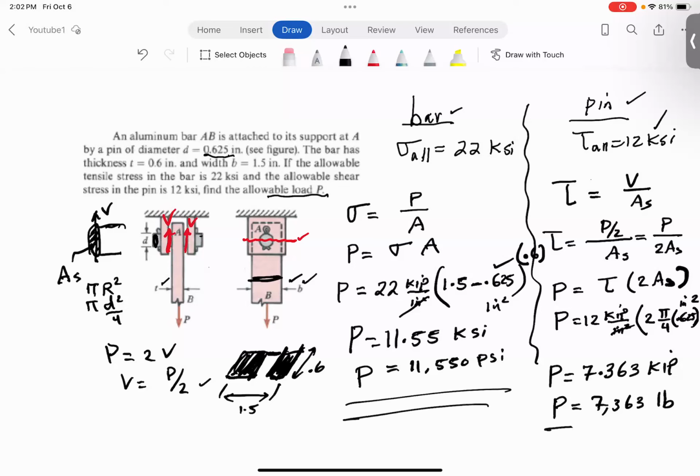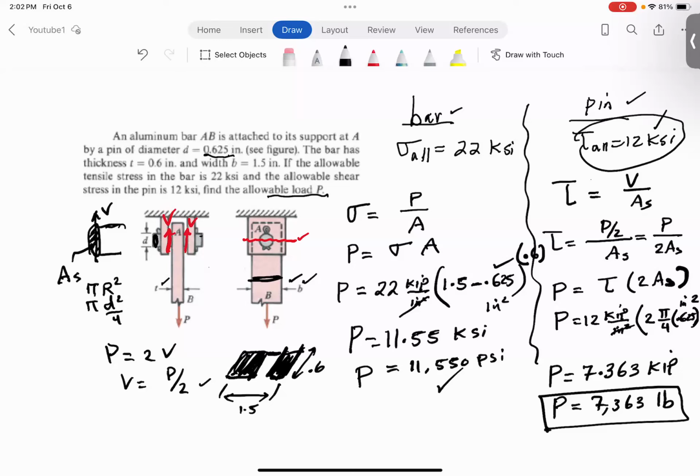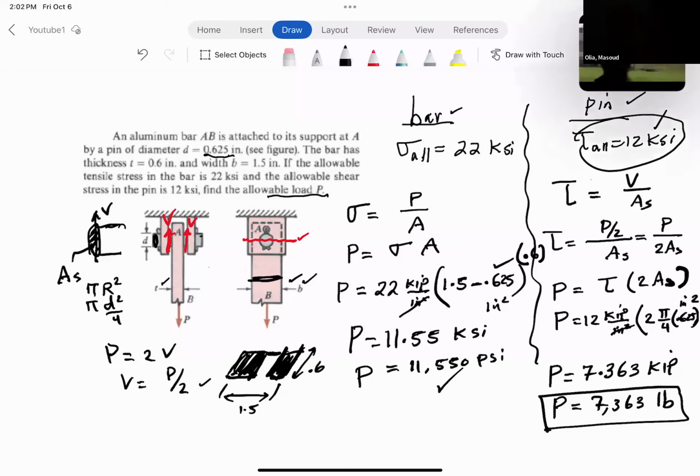And then, of course, what is the maximum load that we can apply? Clearly, the maximum load is going to be the smaller of the two. Because what if you made a mistake and you applied this larger load? If you apply this larger load, the shear stress in the pin is going to be much larger than 12 KSI. So when you have a choice between two loads, right, you have to always go with the smaller one.